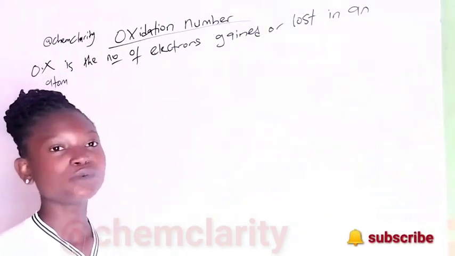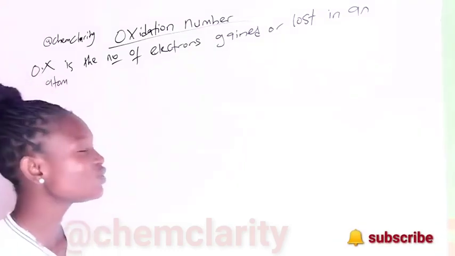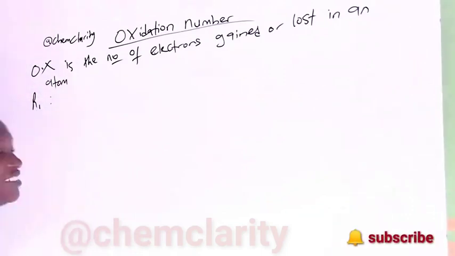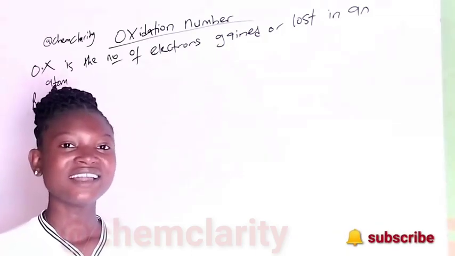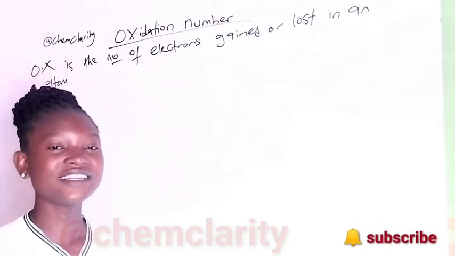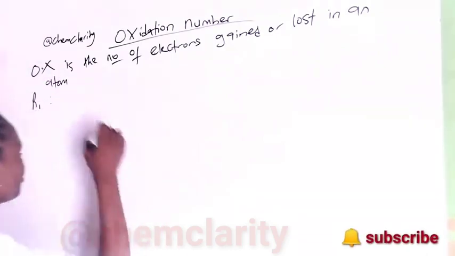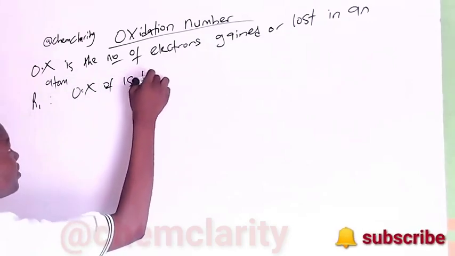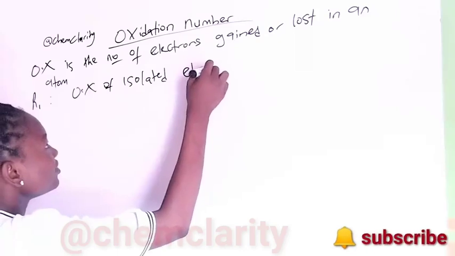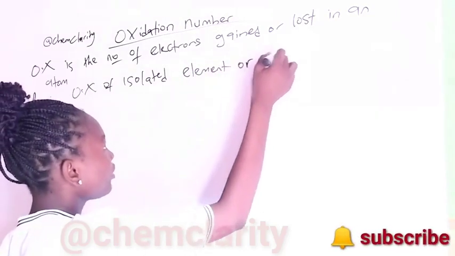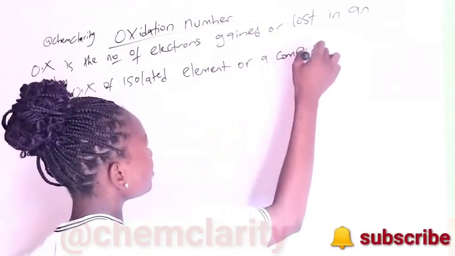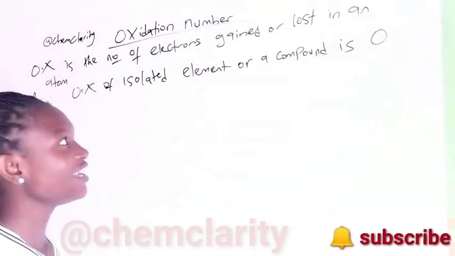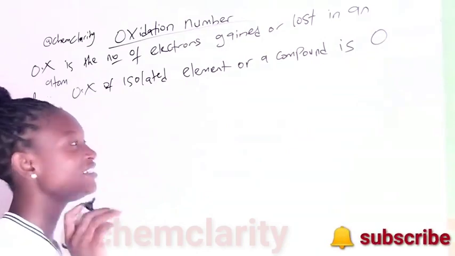Now, there are rules of calculating oxidation number. The first one is rule 1: the oxidation number of an isolated element or compound equals 0. The oxidation number of an isolated element or a compound is 0.